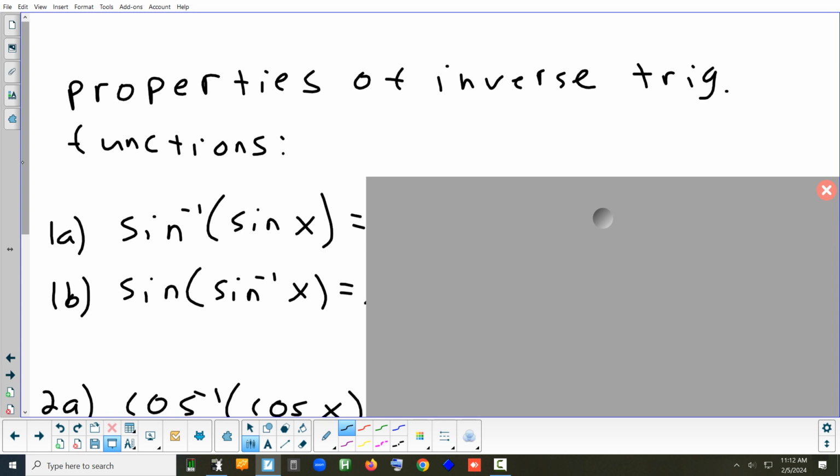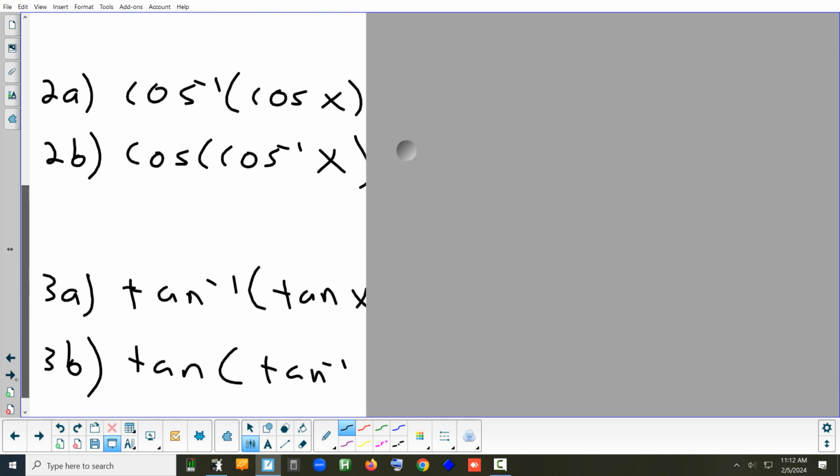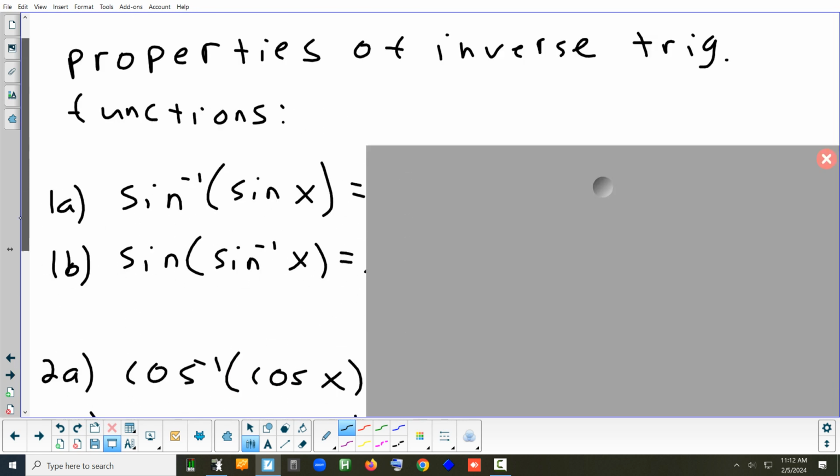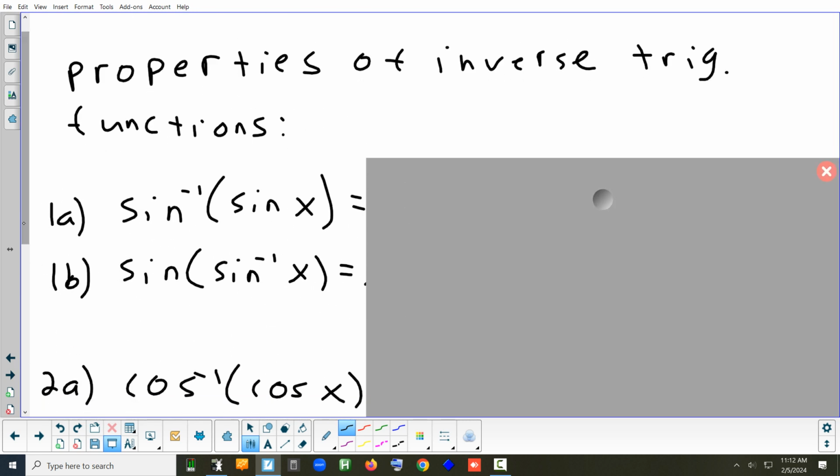All right, so we looked at some of these properties last week. This 1A, 1B, the way I'm numbering the properties, that's not really important. It's just for reference so I can talk about a certain one. So the difference between 1A and 1B, both of these are going to cancel out the function that they're next to. The inverse sine of the regular sine cancels out. And the sine of the inverse sine cancels out. And you always get back what you started with.